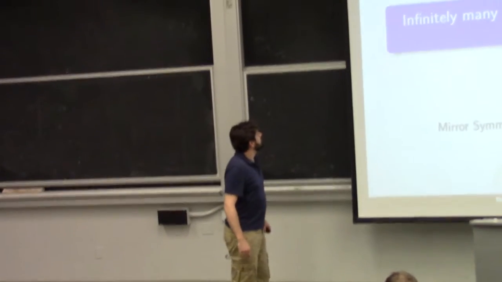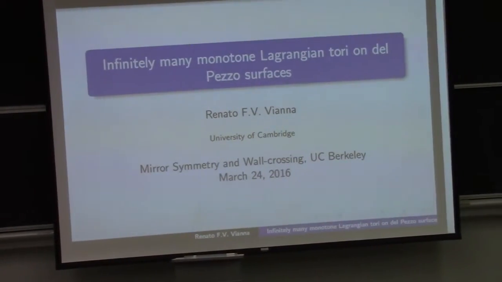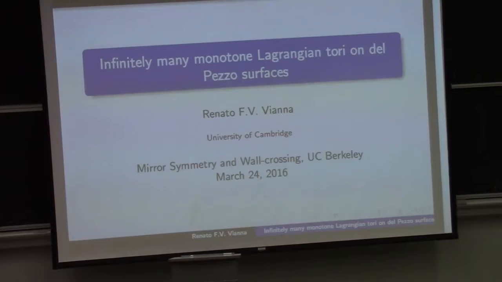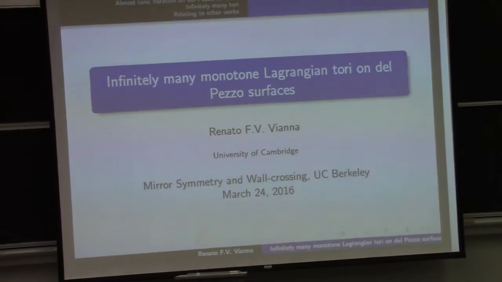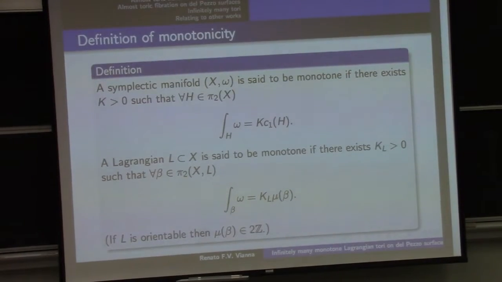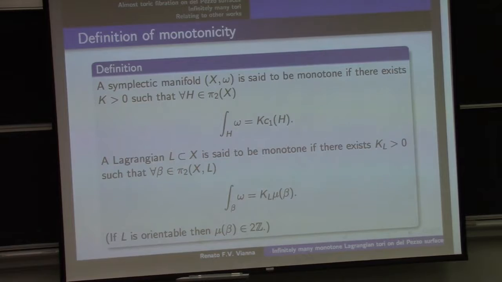So yeah, I'm going to talk about infinitely many monotone Lagrangian tori in the del Pezzo surface. Just for the sake of completeness, I'm going to define what it means for a manifold to be monotone, in case someone hasn't seen it.